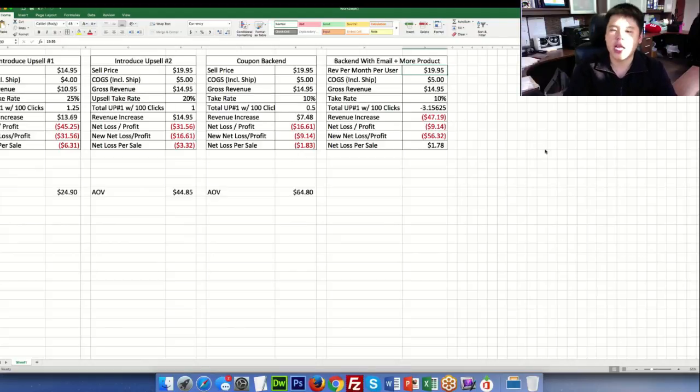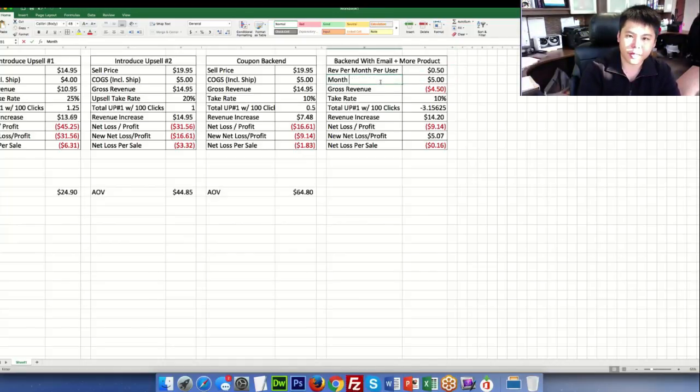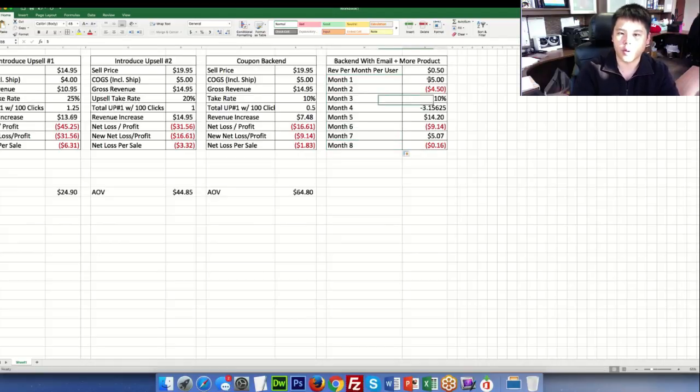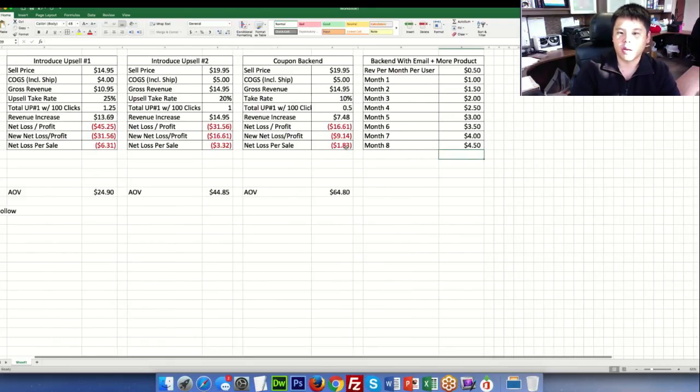But when it comes to e-commerce, let's say that we're just doing 50 cents, okay? That's what we're doing. So in month 1, month 2, month 3, month 4, and we're just going to do all the way to month 8. You will basically make $1, $1.50, $2, $2.50, $3, $3.50, $4, and $4.50.